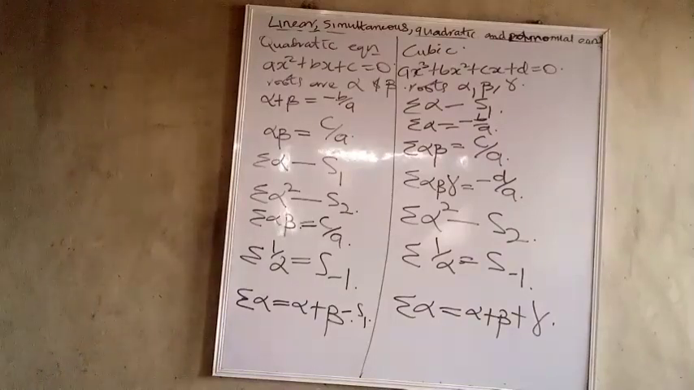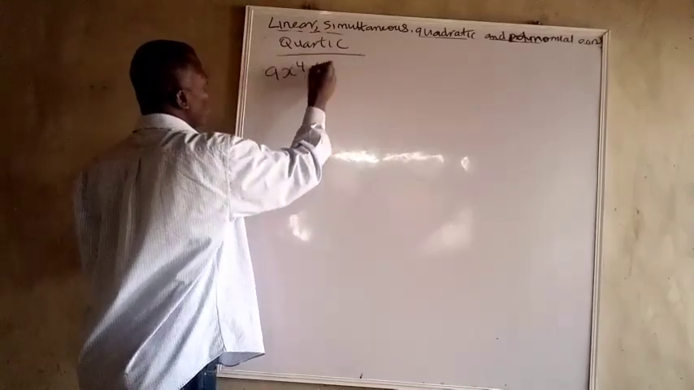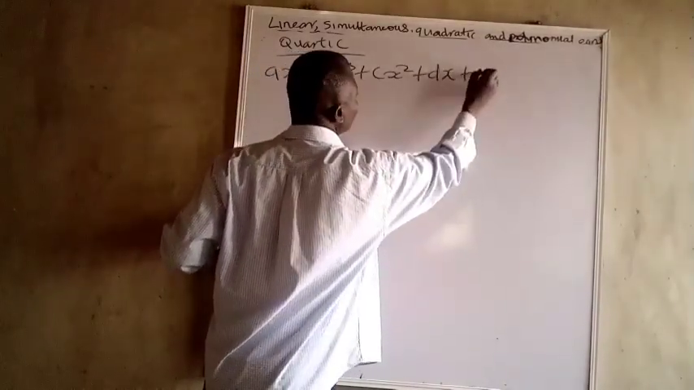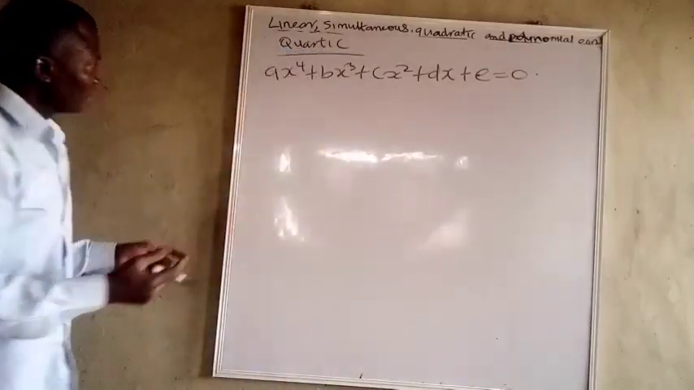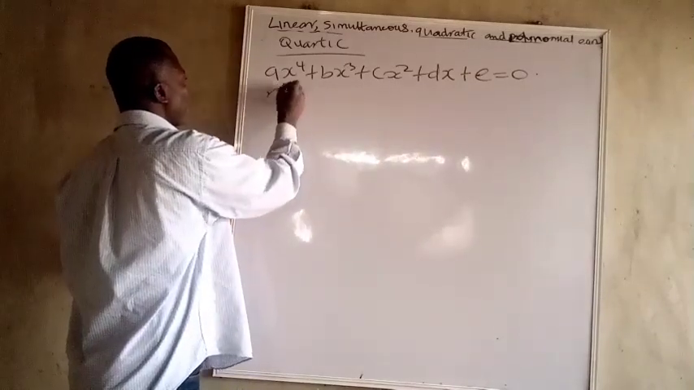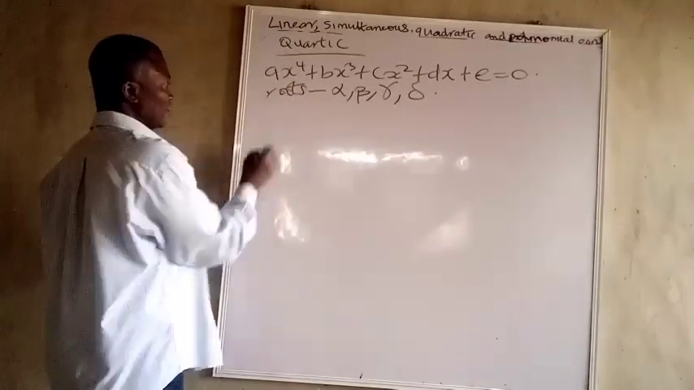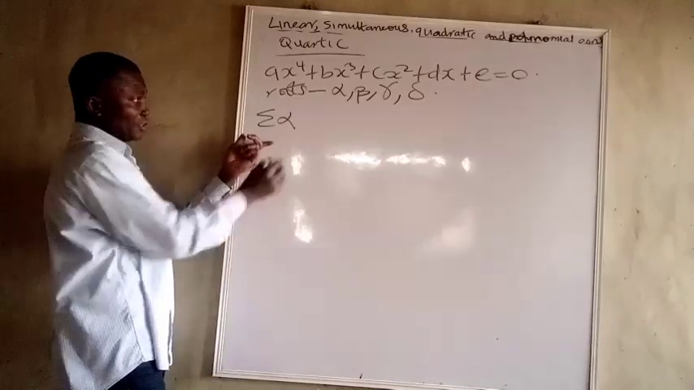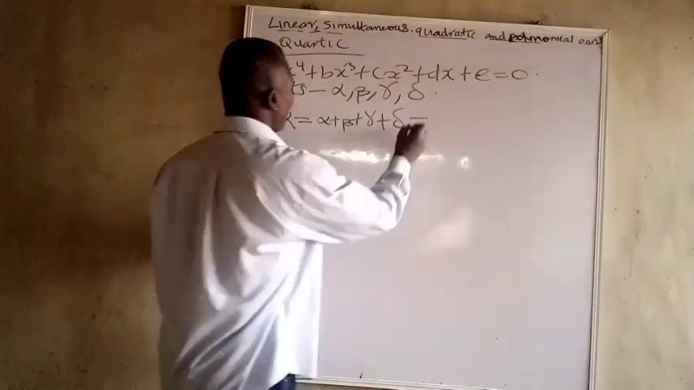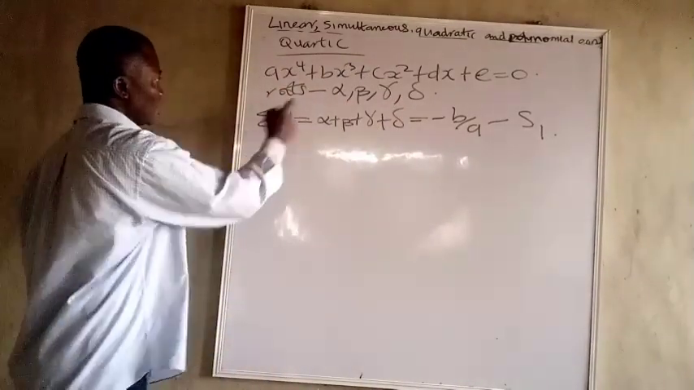Now let's talk about the quartic. For quartic, it's like this: ax raised to power 4 plus bx cubed plus cx squared plus dx plus e equals 0. If you look at the pattern, it is always positive, negative, positive, negative, positive. You get what I'm saying now. If the roots are alpha, beta, gamma, delta, therefore summation alpha denotes alpha plus beta plus gamma plus delta. That is minus b over a. And we can represent this one as S1. Take note of that.